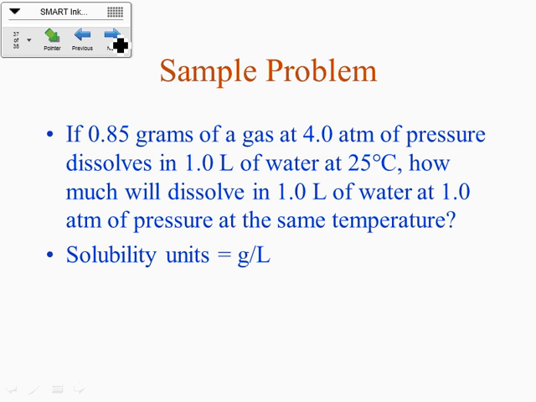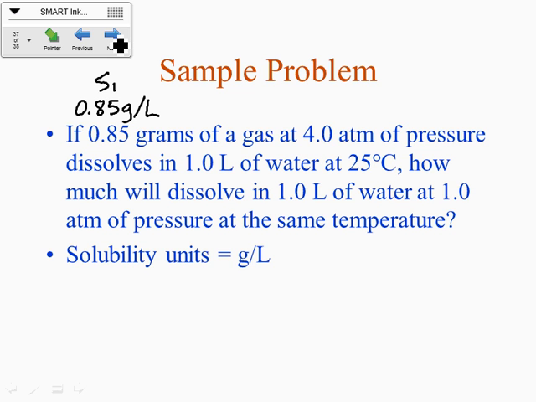So what's the solubility initially in this problem? What's the solubility of the gas at the beginning? 0.85 grams in 1 liter of water, right? So we can rewrite that as 0.85 grams per liter. Does that make sense? Because that's how many grams there are in 1 liter. Okay, so we'll call that our S1 here.